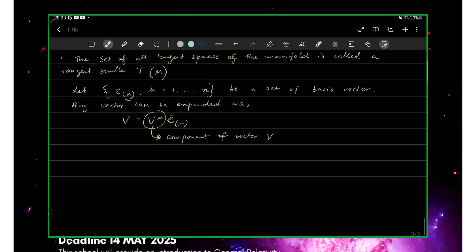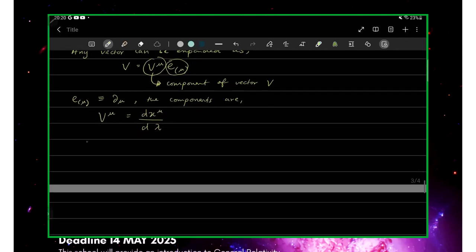And if we define this to be the coordinate basis particularly, then this is defined as del mu, and the components then become V mu is equal to dx mu d lambda, which actually comes from the following definition of the tangent vector as dx mu d lambda del mu.